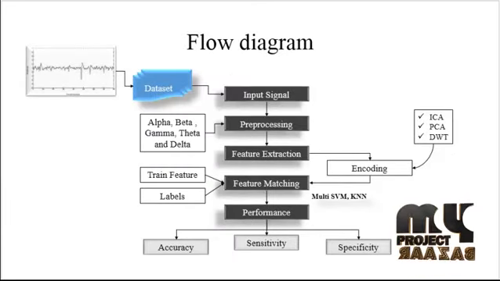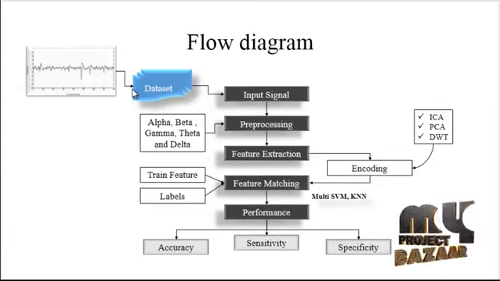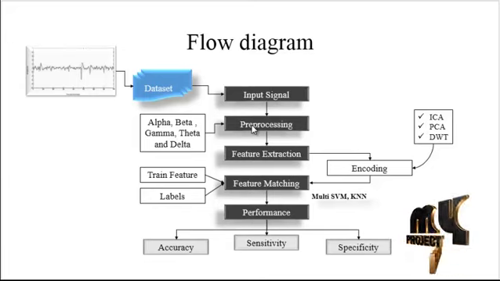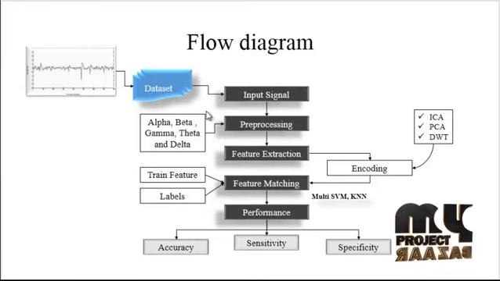Now we are going to discuss the flow diagram of the process. This is the overall working flow of this process. The process consists of modules such as input signal, pre-processing, feature extraction, feature matching, then performance estimation. The input signal is taken from the dataset. The dataset consists of both normal signals as well as abnormal signals. After getting any one signal from the dataset, we move on to the next stage, that is pre-processing. In this pre-processing, the EEG signal will be converted into subbands like alpha, beta, gamma, theta and delta. These are the subbands present in the EEG signal.